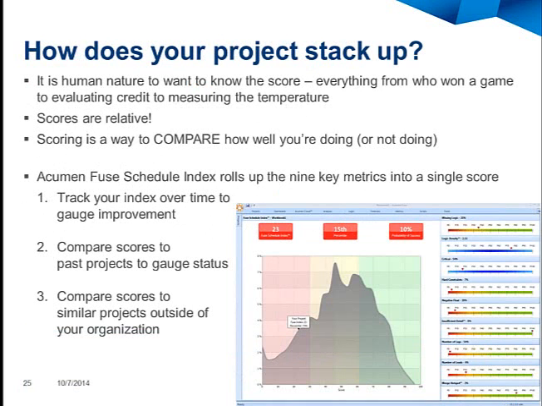Now, how do we know these things are bad or good, and how does your project stack up? Well, in our Acumen software, we can take your Fuse Schedule Index score, which is a synthesis of all these 9 metrics I've been talking about, and it gives you one number, 82 or 38 or 51 on a scale of 0 to 100. The example here, our score is 23. I tell you, that's not very good.